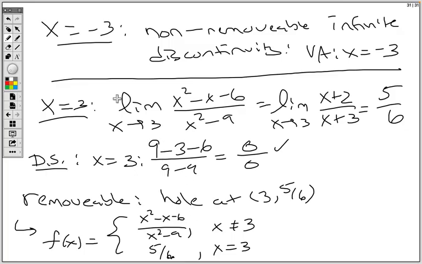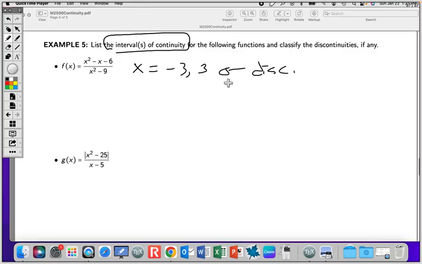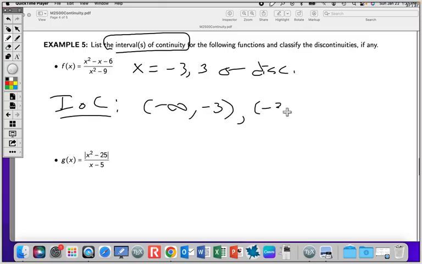So that'll do it for the first example. We have discontinuities at x equals negative 3 and 3. These are our discontinuities. So the intervals of continuity are going to be everything except those two values. So the interval of continuity is going to be negative infinity to negative 3, along with negative 3 to 3, along with 3 to infinity. So on these individual intervals, the function's continuous. The graph is a nice connected curve.